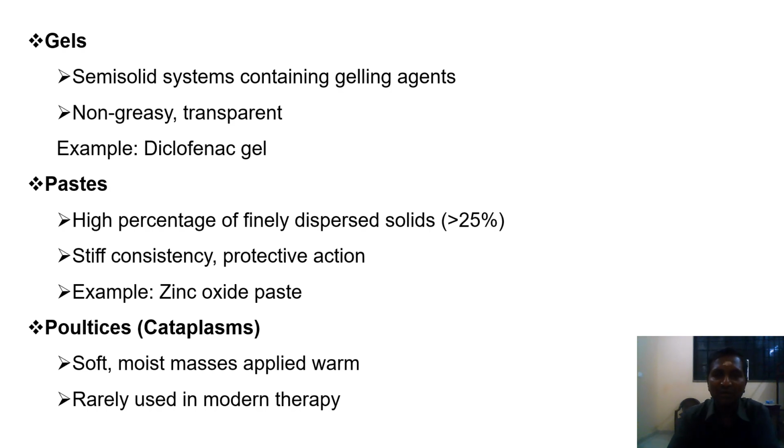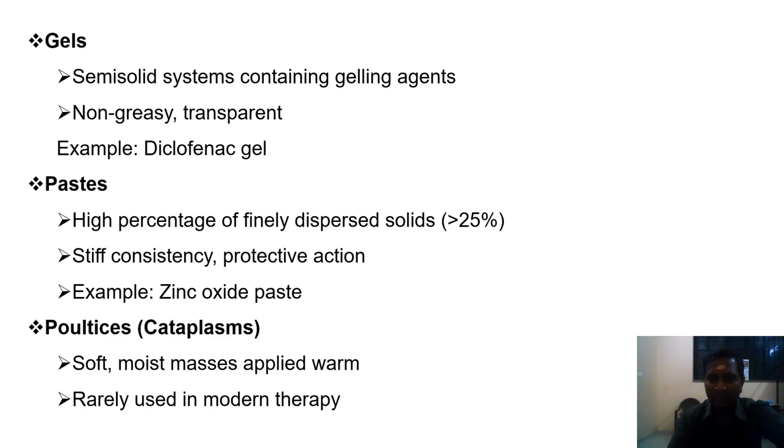Another type of semi-solid preparation is gels. Gels are semi-solid systems containing a gelling agent which forms a three-dimensional network structure. They are usually transparent, non-greasy and easy to apply, which makes them very comfortable for patients. A common example is diclofenac gel, which is used to relieve pain and inflammation.